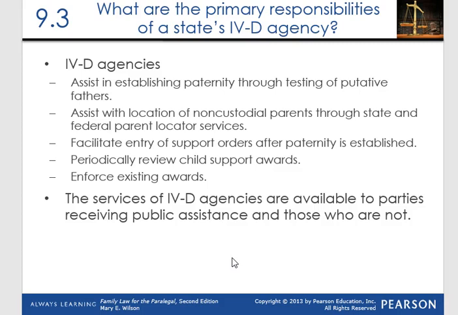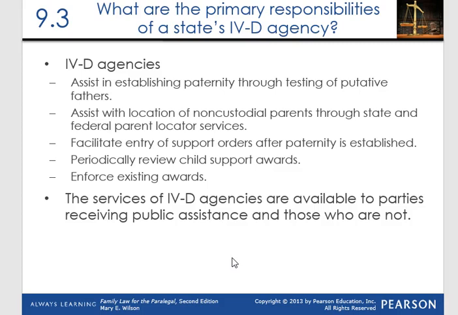The primary responsibilities of the state's 4D agencies are to assist in establishing paternity through testing of putative fathers, assist with location of non-custodial parents through state and federal parent locator services, facilitate entry of support orders after paternity is established, periodically review child support awards, and enforce existing awards. The services of 4D agencies are available to parties receiving public assistance and to those who are not.